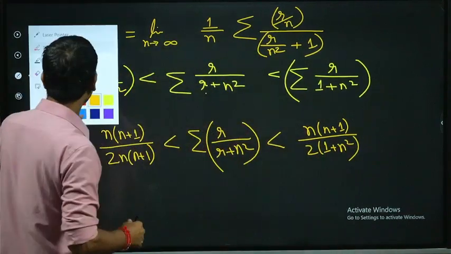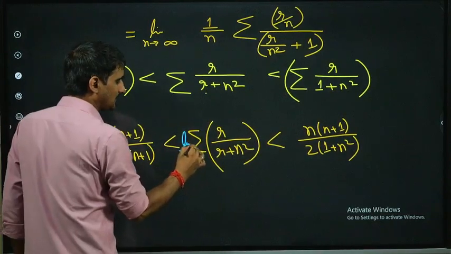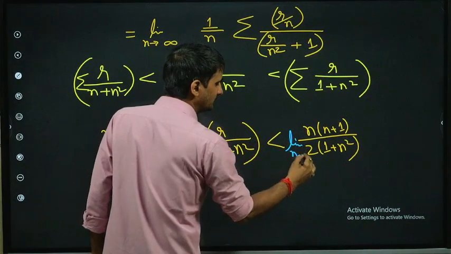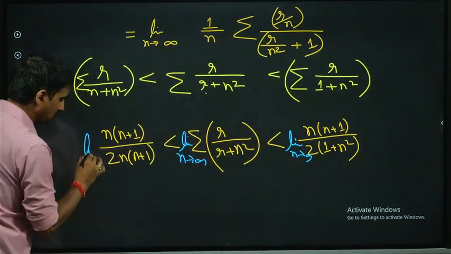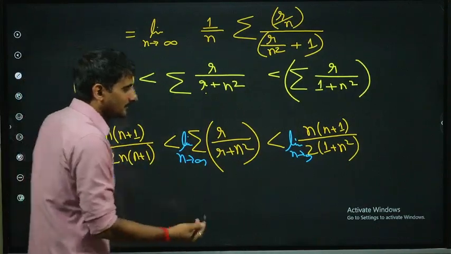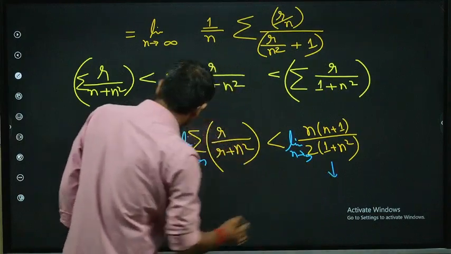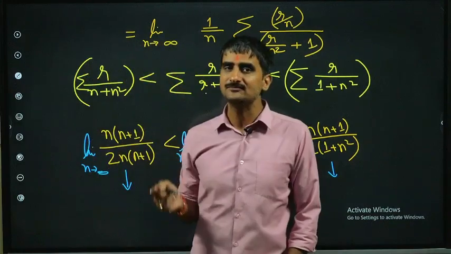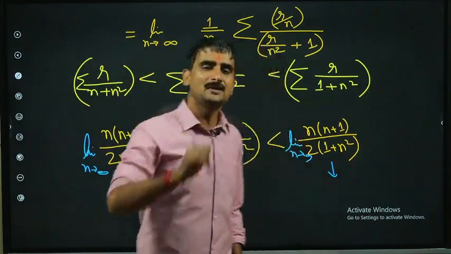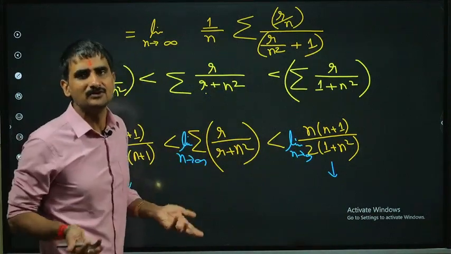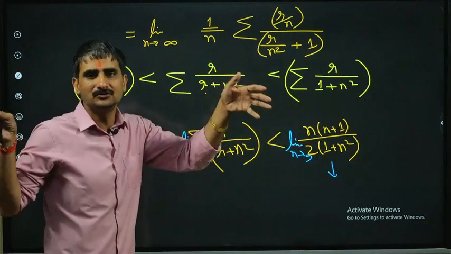Okay, now let's apply the limit, because that's what we have to evaluate. Limit as n approaches infinity on each part. Fine. Now if we get these two limits as exactly the same number, then we can easily claim by the sandwich theorem that the limiting value of this function as n approaches infinity will also be the same, because it lies ultimately between these two extremes, okay.